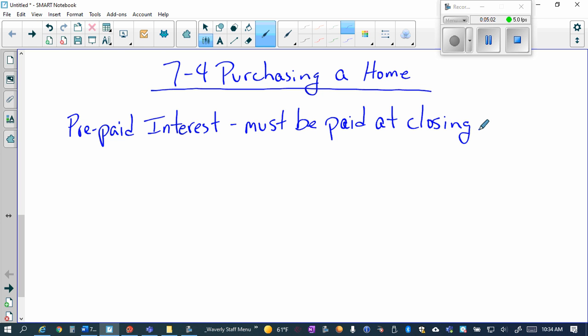So the way to calculate prepaid interest is to figure out what the yearly interest would be, and then divide that by 365 and get the daily interest. So the amount of interest that accrues each day. And you have to figure out how many days there are between your closing and the first monthly payment that you agree to make, and multiply the daily interest by that number of days.